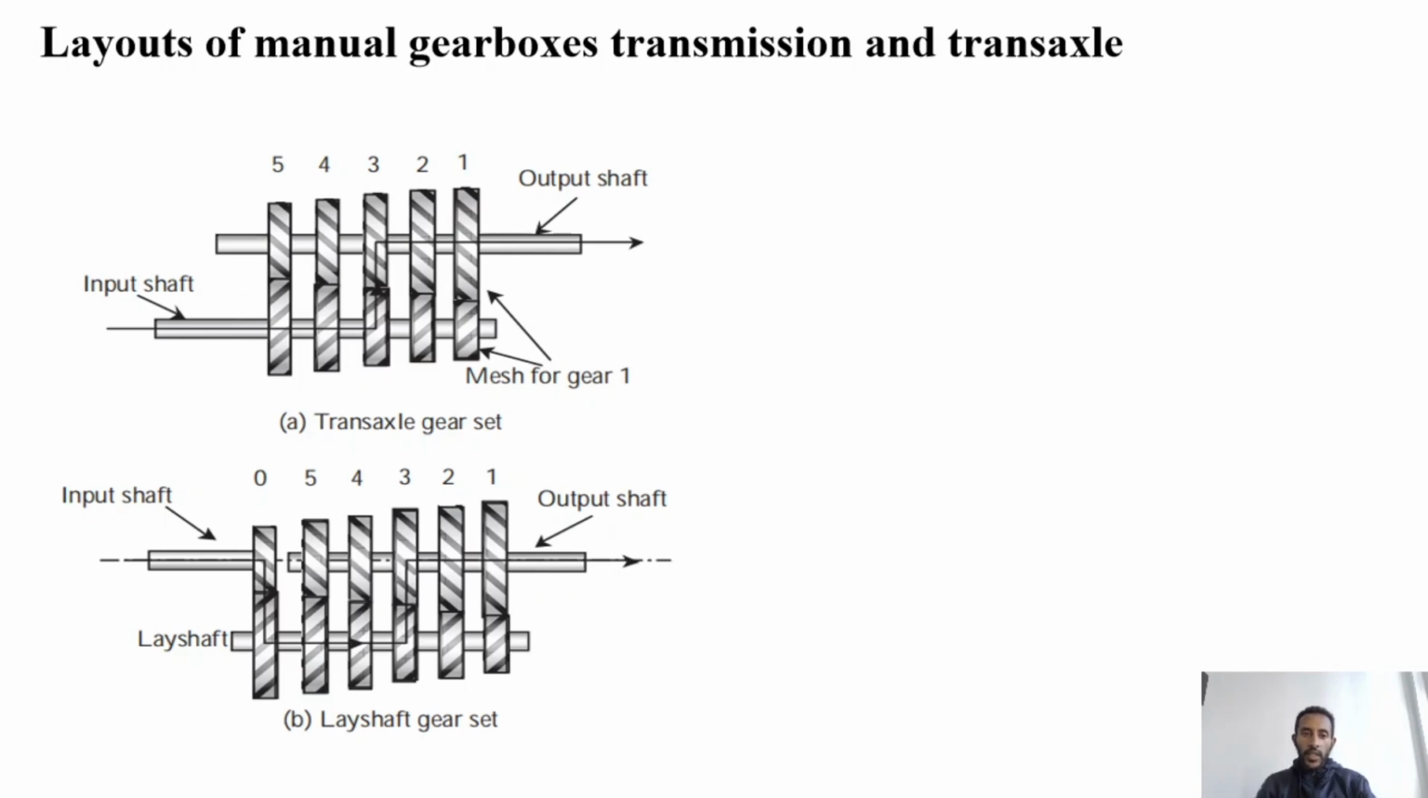In the transaxle gear set, what you are observing is simply one input and one output, so they don't have any counter shaft or intermediate shaft in between. But in this other case, there is an input and a counter shaft, and at the top there will be the output or main shaft, so this is the only difference. And this transaxle includes the gearbox and the differential as a compact design.